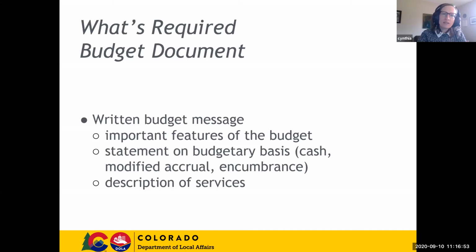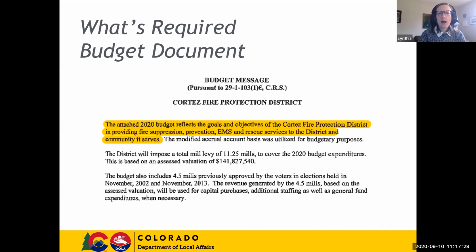The budget message must include a statement of the budgetary basis of accounting, whether it's cash, modified accrual, or encumbrance. And then a description of services. And we see a huge variety. Some local governments hit these in 3 sentences, and others treat it as also their true narrative with photos and really a story to the public about what the budget is and what services the budget reflects. So I have a couple of examples here.